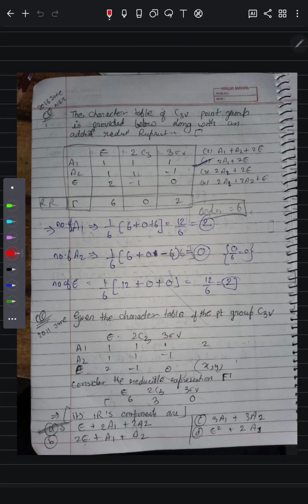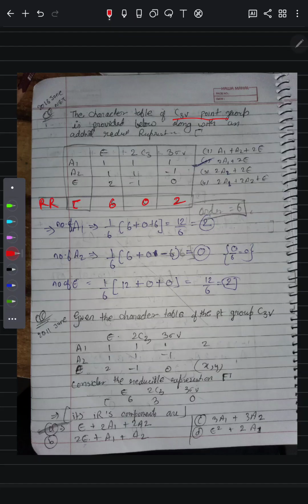Now for the next question, let's discuss the character table of the C2V point group. It is given below, along with an irreducible representation. The reducible representation is also given for this point group. So we need to calculate the irreducible representation.